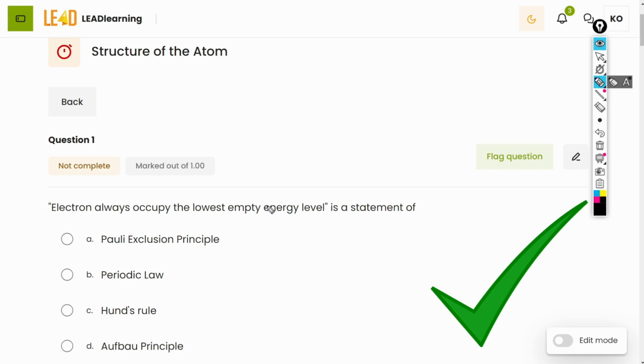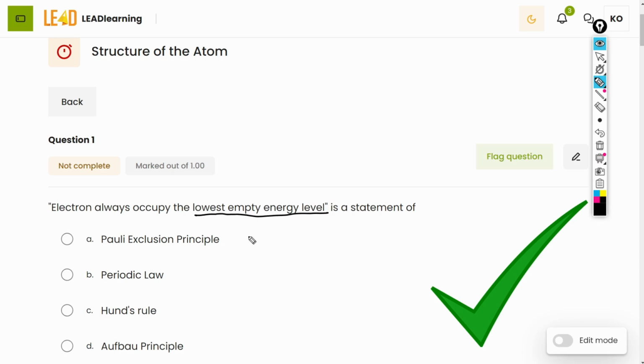Structure of the atom. Question 1. Electron always occupy the lowest empty energy level. Now, this statement is in quotes. Electron always occupy the lowest empty energy level is a statement of.